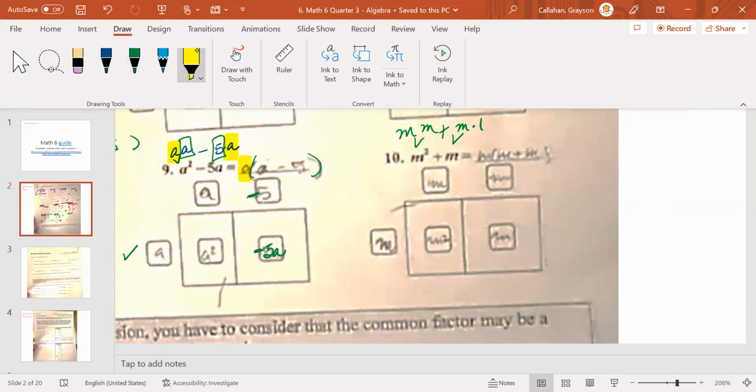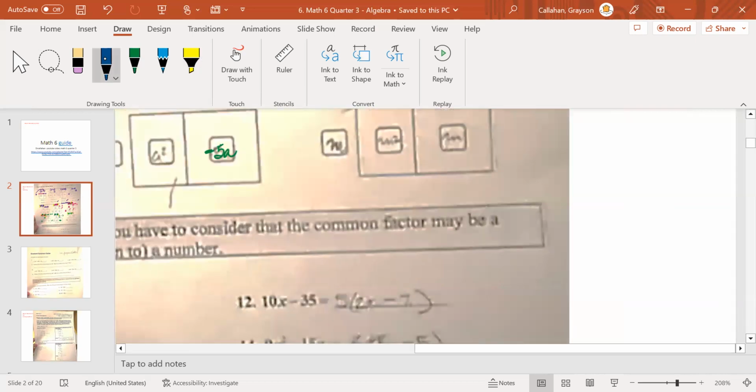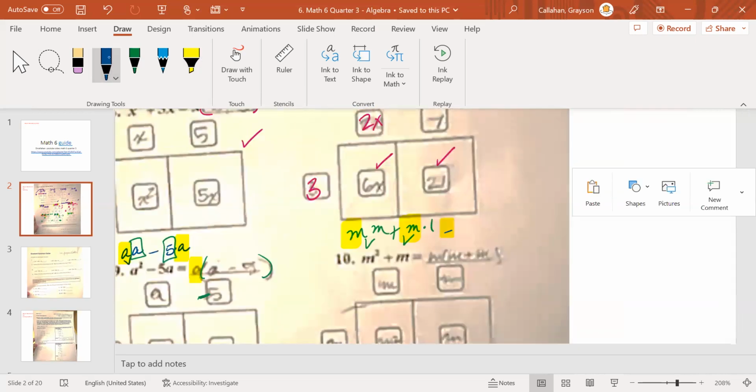This one is m times m plus m times 1. Do you see that? What do they both have in common? M. M is what they have in common. What's left? M plus what? 1. I don't think that's right.